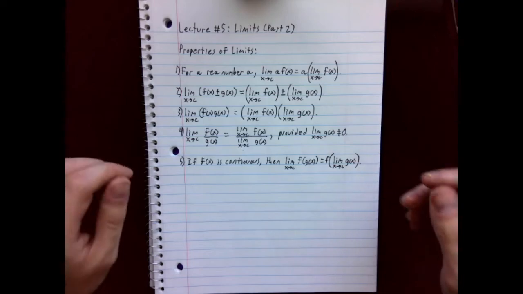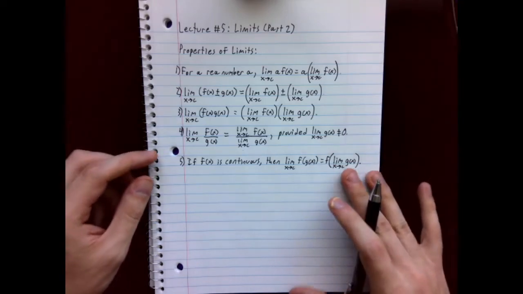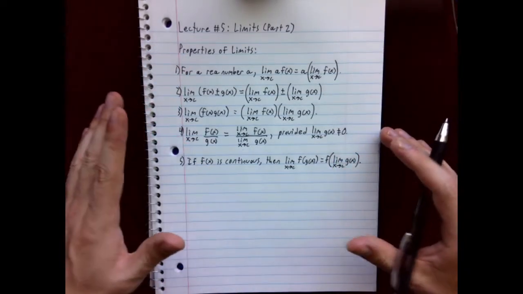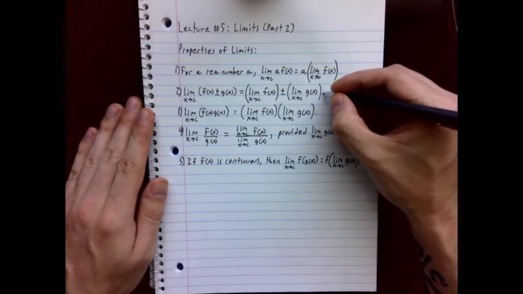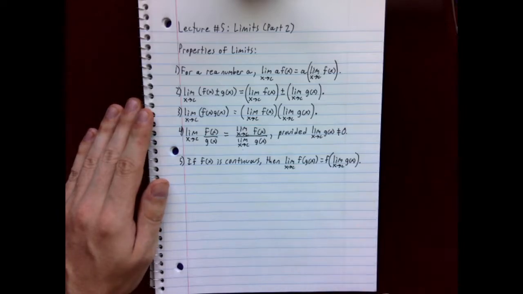But these are the main properties for limits that we are going to use. Okay, and you could sit down and derive all these from the definition of the limit that we gave in the last lecture, but for our purposes, we're just going to use these. We're not going to prove them in any way.